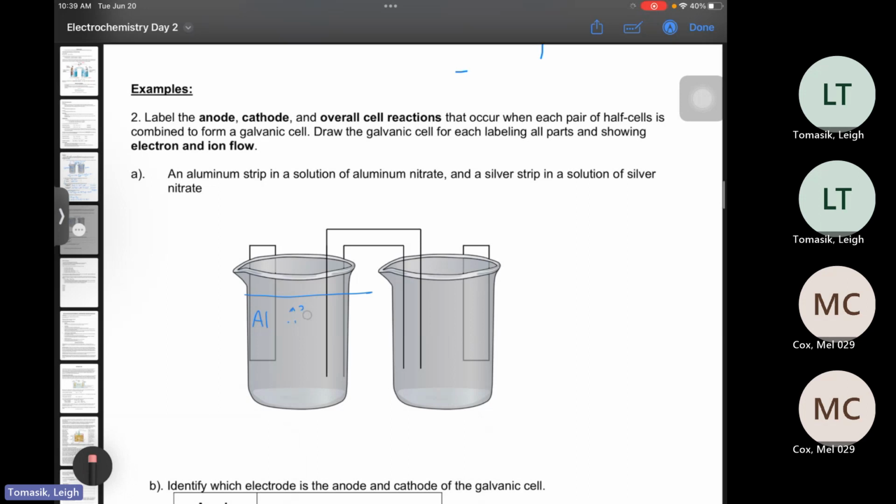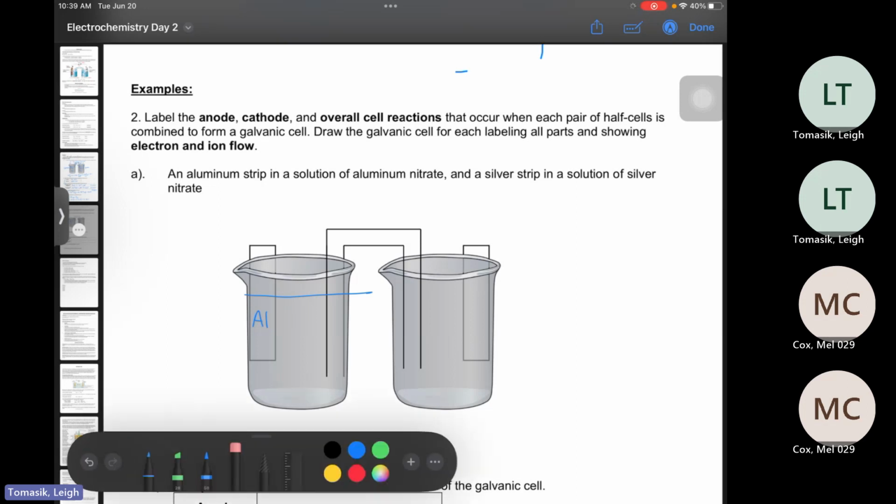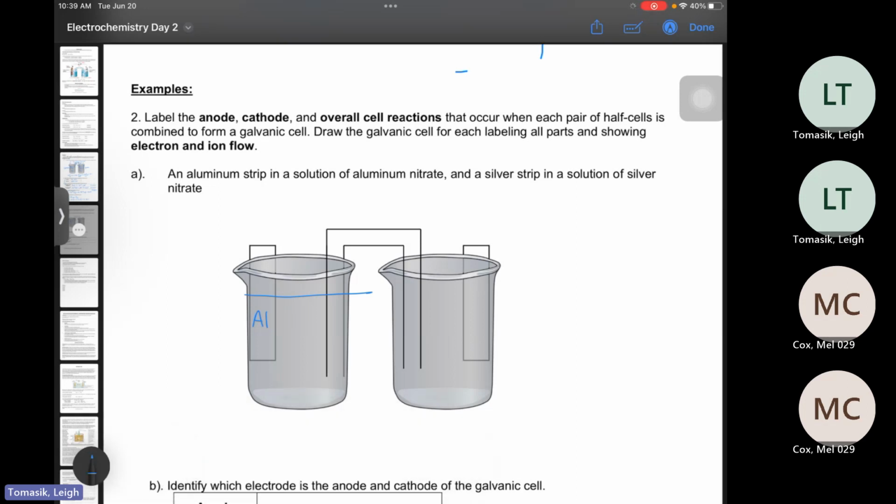Aluminum, if you look it up on the periodic table, it makes an ion of Al3+, right? And then it says silver in a strip of silver nitrate. If you look up silver on the periodic table, it will say silver has a 1+ common ion charge. If it has more than one ion charge, it will say in the name of the solution what ion it goes to.